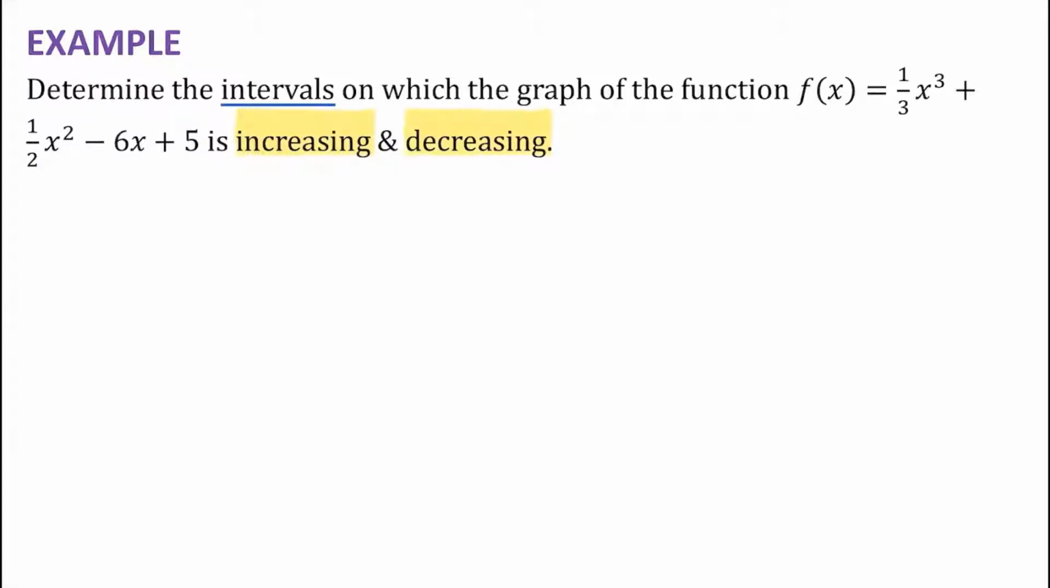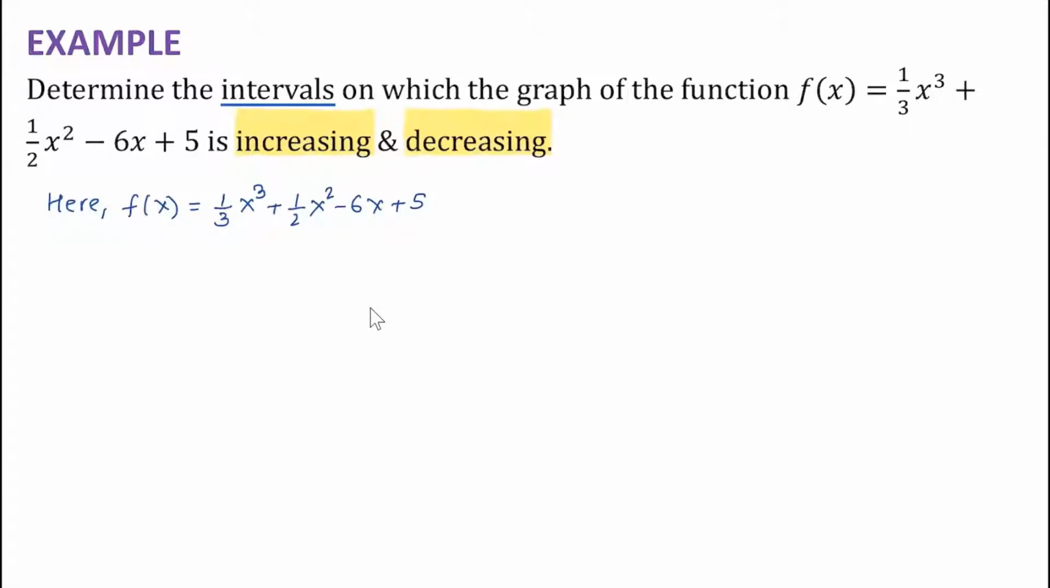In order to determine whether the function is increasing or decreasing, we need to find the first derivative. And if the first derivative is positive, it is increasing. And if the first derivative is negative, it is decreasing. So let's begin with the function. Here, my function is f of x is equal to 1/3 x cubed plus half x squared minus 6x plus 5. That is my function.